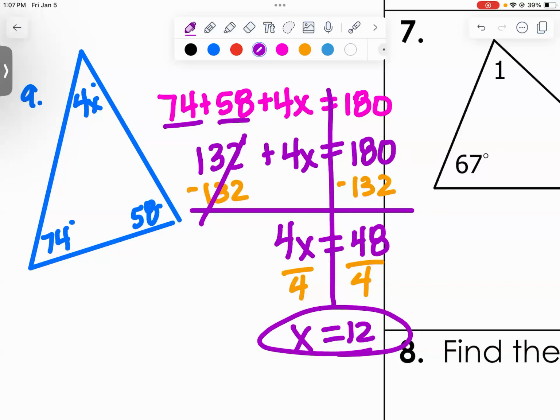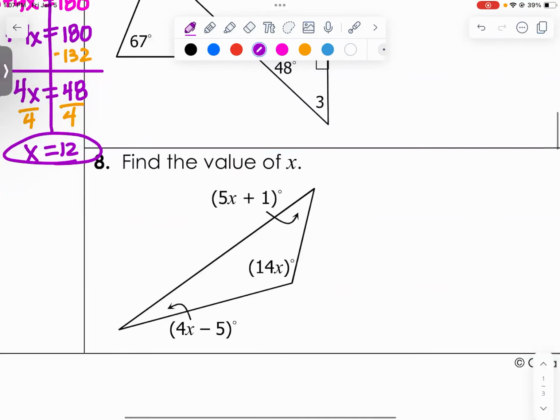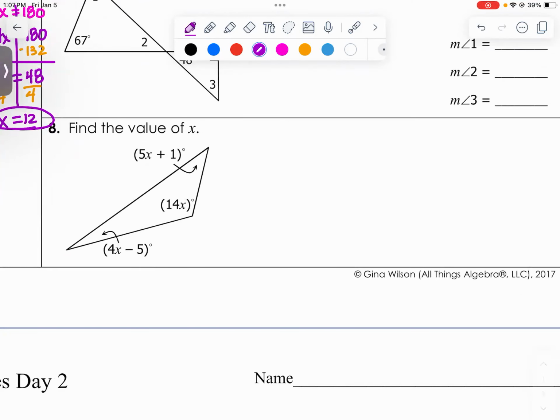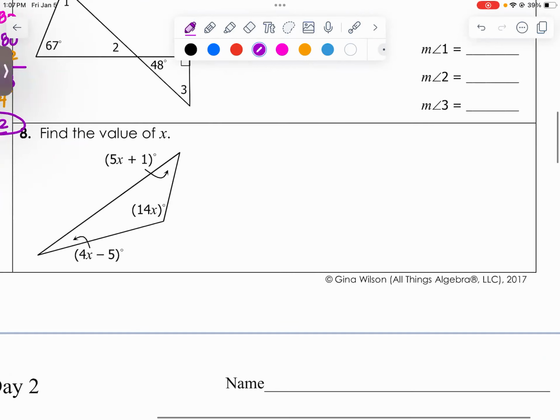Okay, what I want to do is go through number 8 together. On page 1, I want you to turn back to page 1. We did not do example number 8. That's what we're going to do. What do you notice about number 8? There's a lot of x's. A lot of x's in number 8.